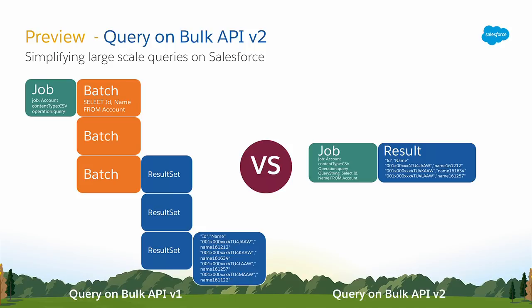You have to juggle all of this stuff and handle the logic on your side before you can finally reconstruct it back into the data set that you want. With Bulk v2, we're looking to really simplify query and make sure that you can make a single request and get back a single set of results. So this is something that we're hoping to have in pilot in the spring release, and hopefully we'll see this going to GA somewhere around summer or winter.